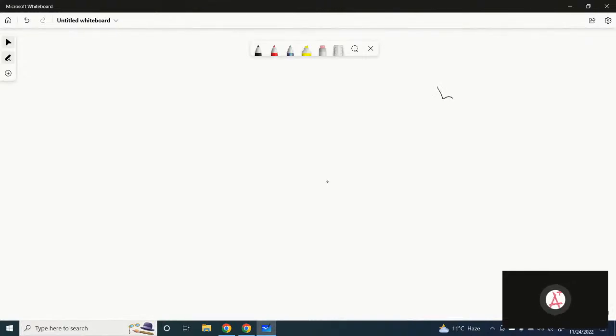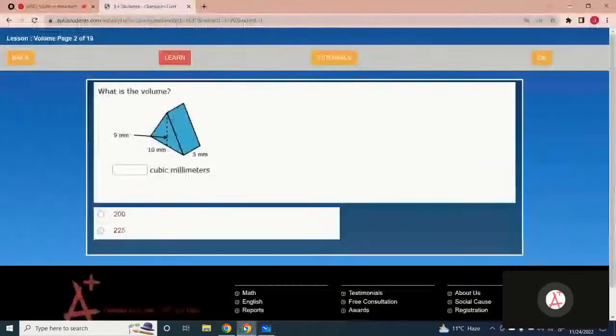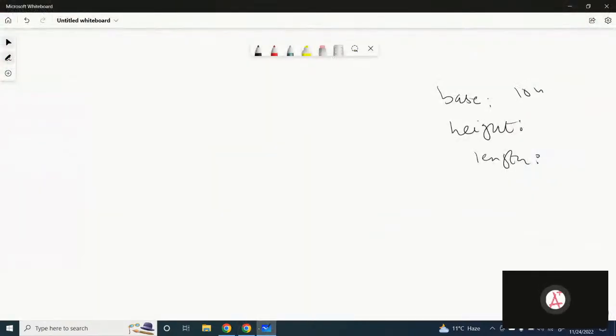Okay, so it has the base, height, and a length. So it is actually a triangular prism. The base is 10 millimeters, height is 9 millimeters, and length is 5 millimeters. So you have to find the volume of the triangular prism.